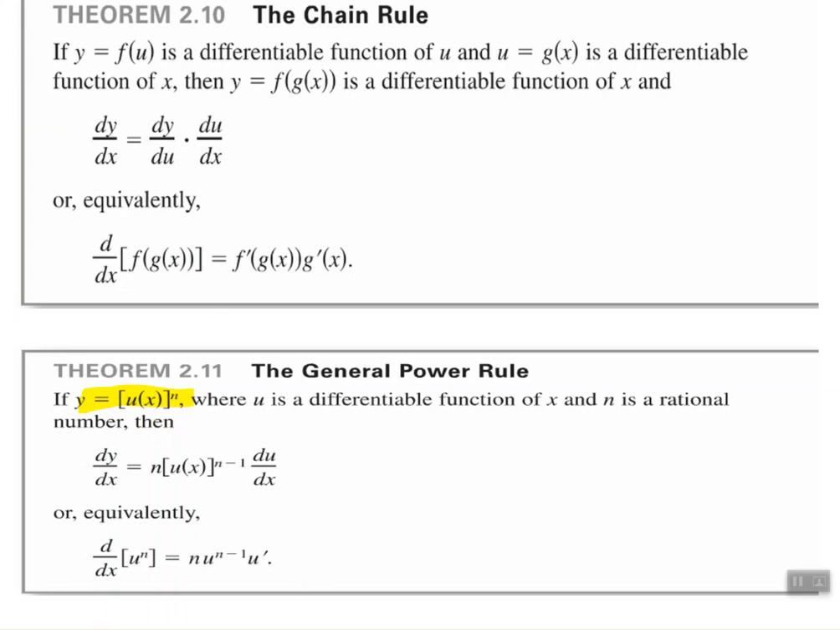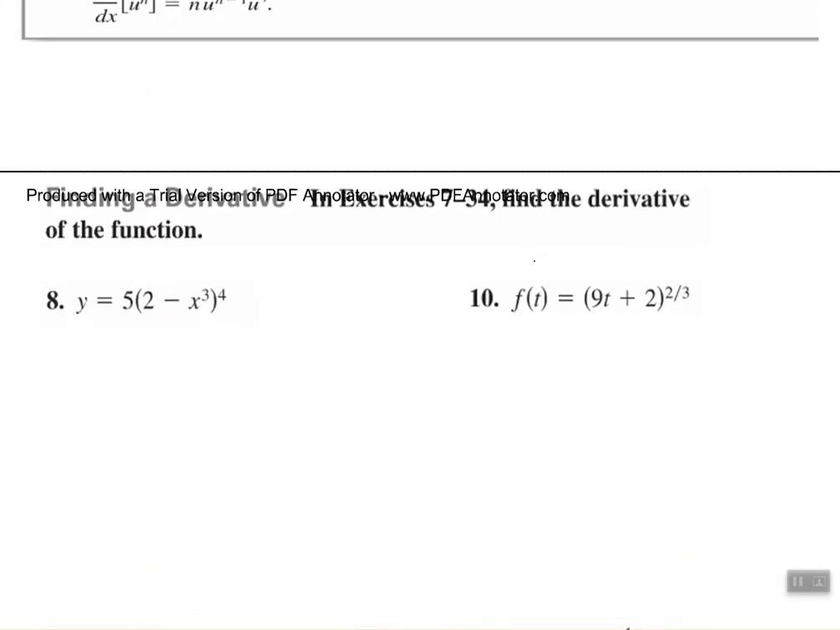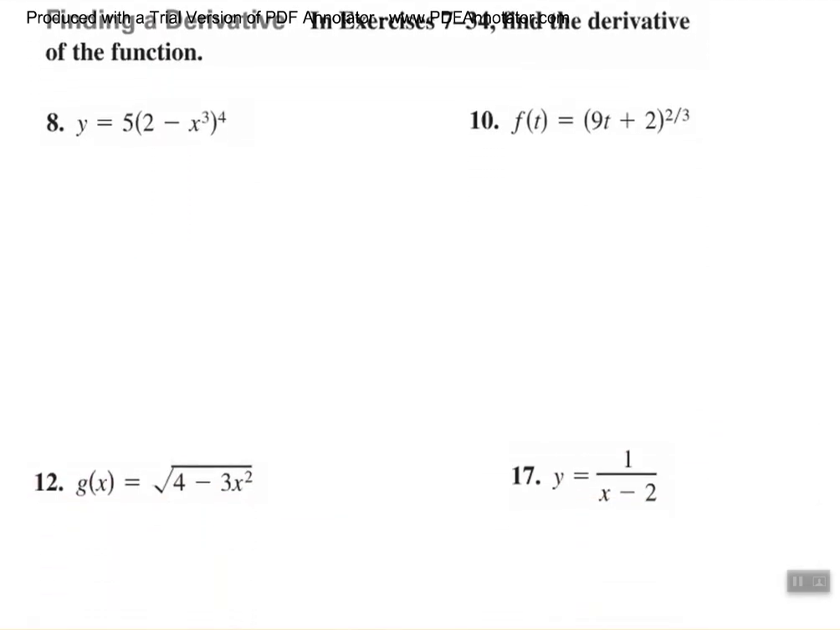Okay, so let's look at a couple of examples here. So we have y equals 5 times 2 minus x to the third, raised to the 4th power. So the power rule, we'll start off by bringing this 4, the exponent of 4, outside, multiplying it times 5. But then we also have to find the derivative of the inside function here, 2 minus x to the third. So we start off by using the power rule, but then we have to find the derivative of the inside of that function.